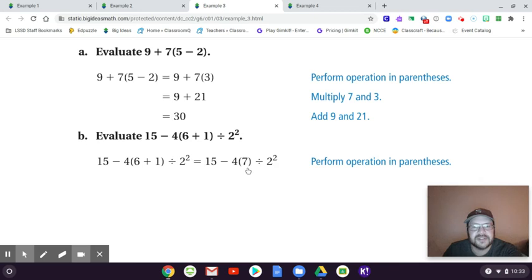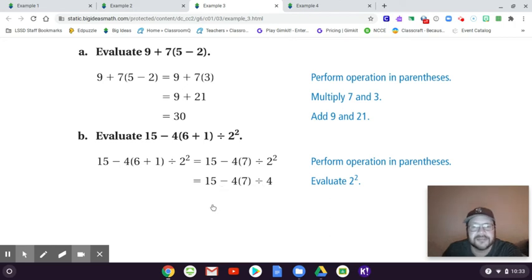Okay, this parentheses is now just being used to multiply. There's nothing to do in the parentheses anymore. So this is basically just 4 times 7 here. So what is next now? Hopefully you said exponents. So this, again, parentheses is actually multiplication. So we have subtraction, multiplication, division, and exponents. We have to do the exponents after parentheses are taken care of. So 2 squared is 4. We have 15 minus 4 times 7 divided by 4.